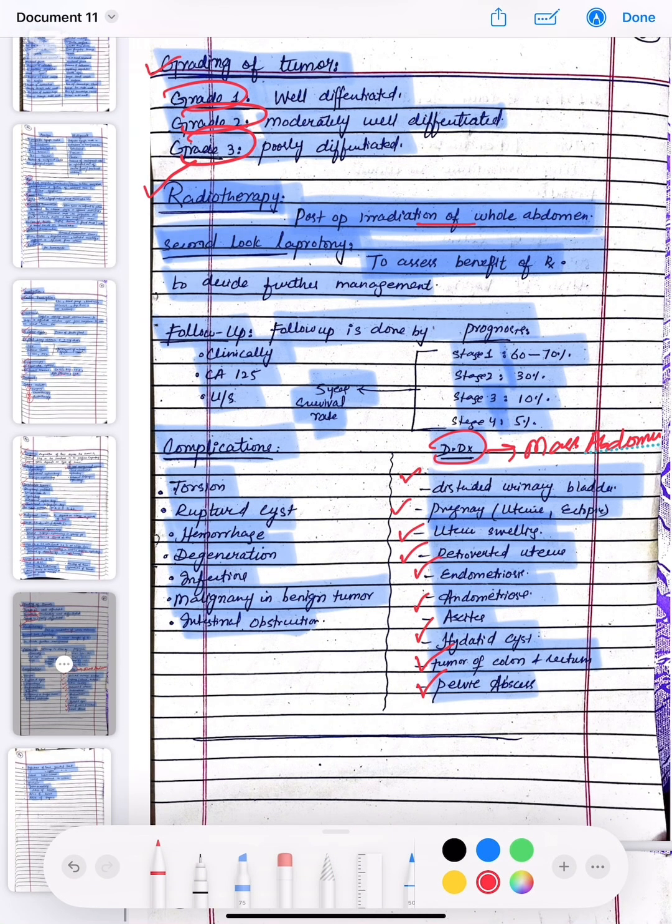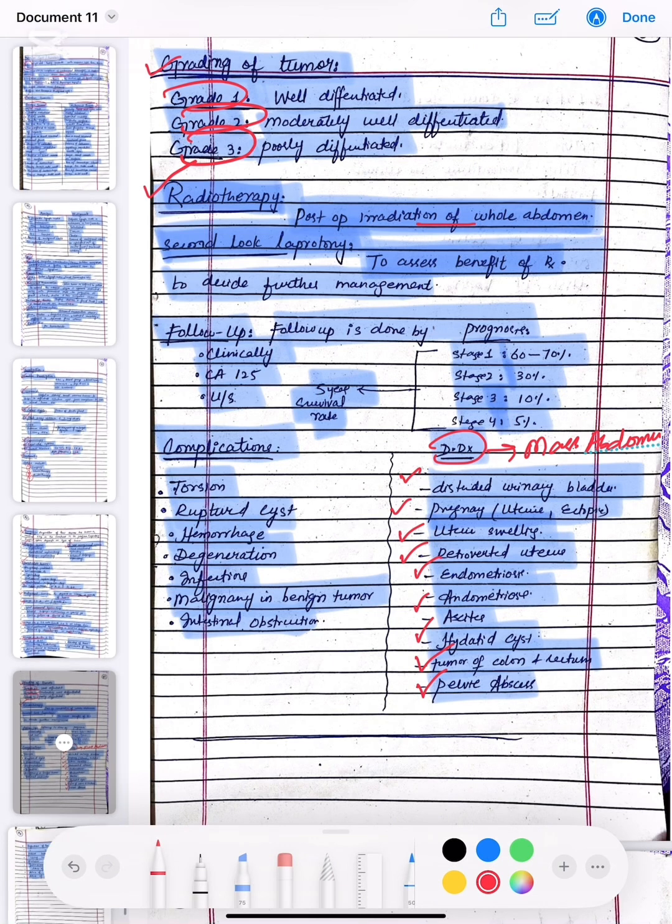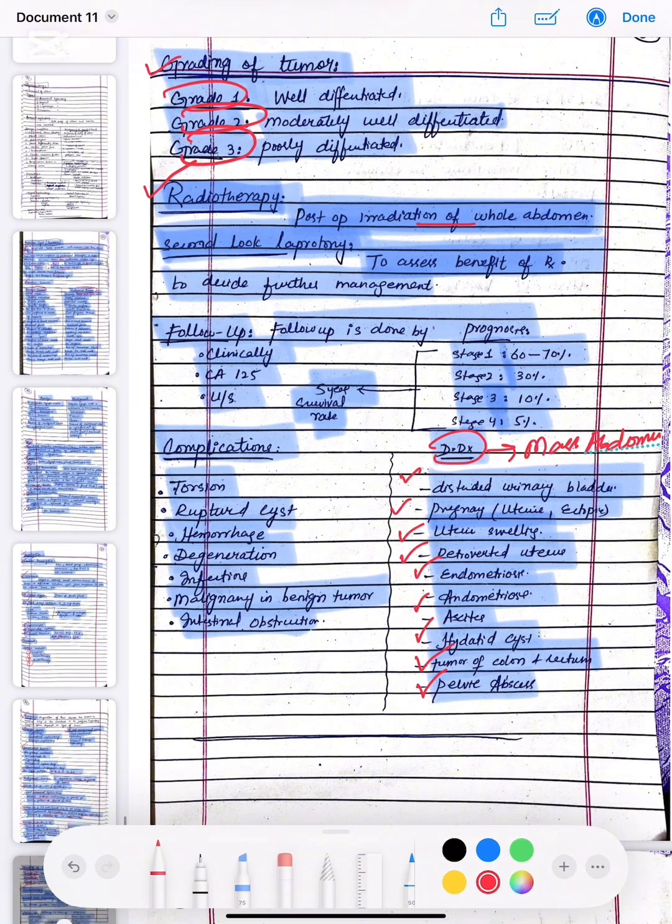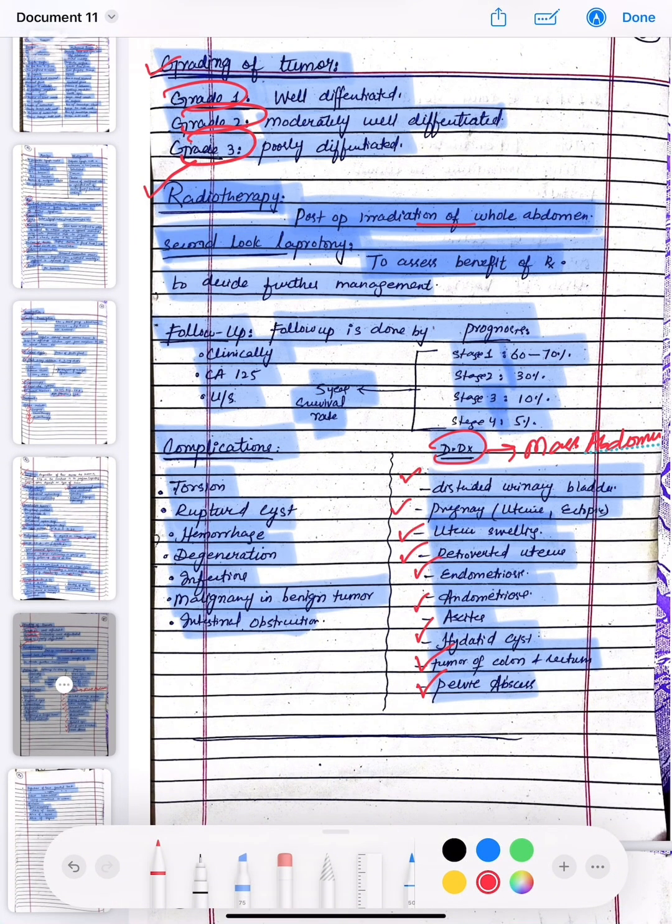So here we have completed the revision for the gynecology subject, and we have some topics remaining for the OPS. So I will also complete that playlist.